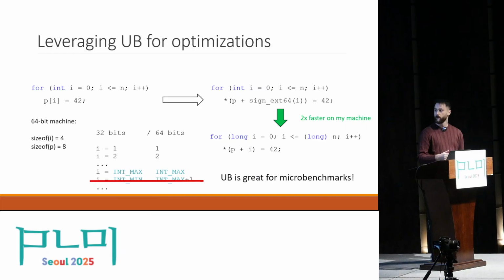So we saw that this UB optimization is great for micro benchmarks. It brings a 2x performance boost with just a simple modification. But can the same be said about real-world programs? I mean, can the same performance boost be ported to real-world applications? And more importantly, can compilers evolve in such a way that they don't need undefined behavior to prove that this optimization is correct? So those are questions that we are trying to answer in this study.